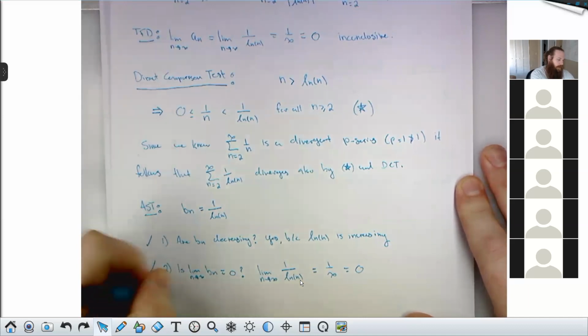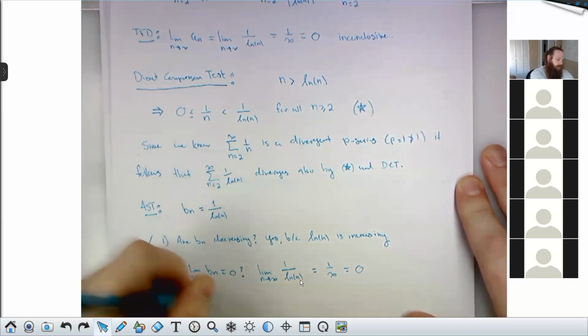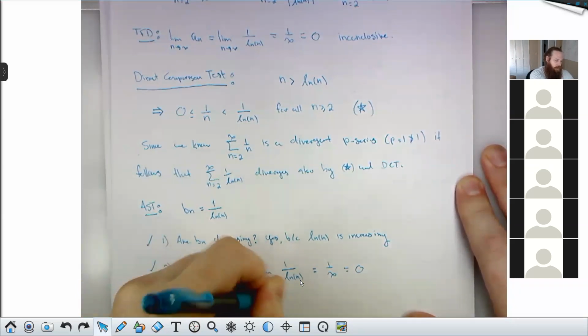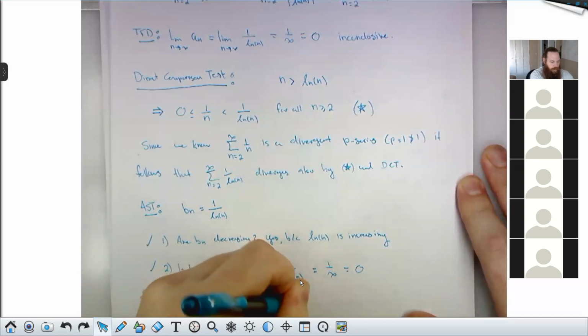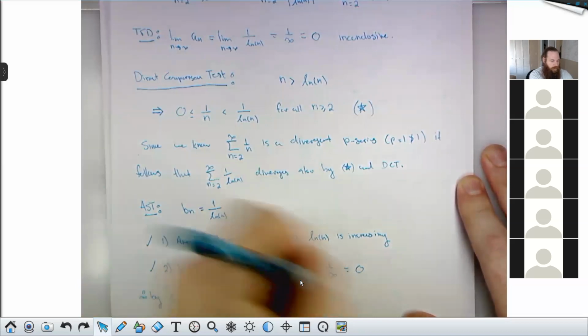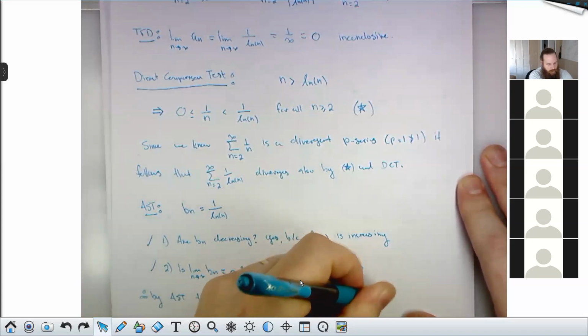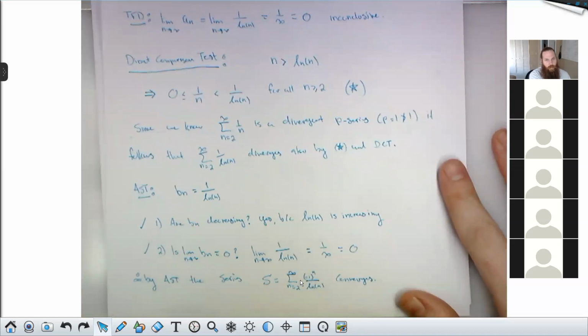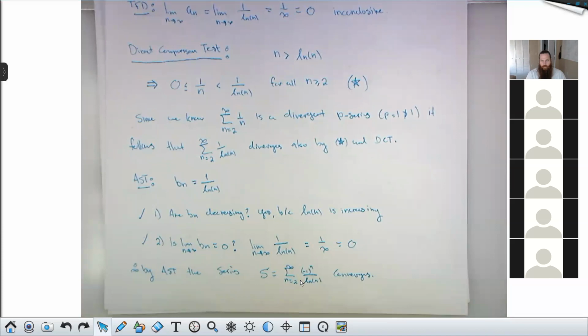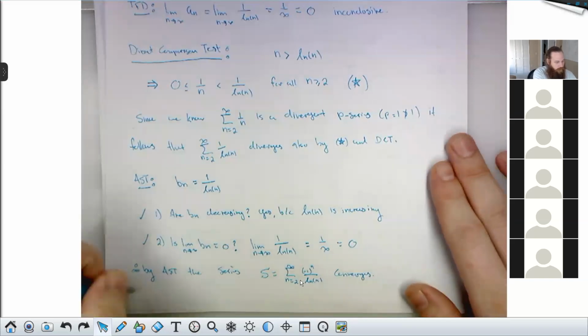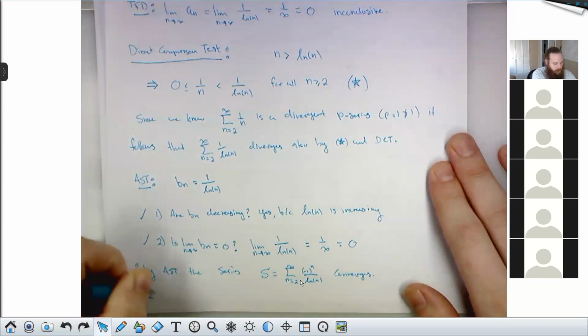Therefore, by AST, the series S equals sigma n from 2 to infinity, negative 1 to the n over the natural log of n, converges. All right, so now we know that the regular series converges and the absolute value series diverges. So which of those 3 boxes does this series fit into? It's a conditionally convergent series. Very good.